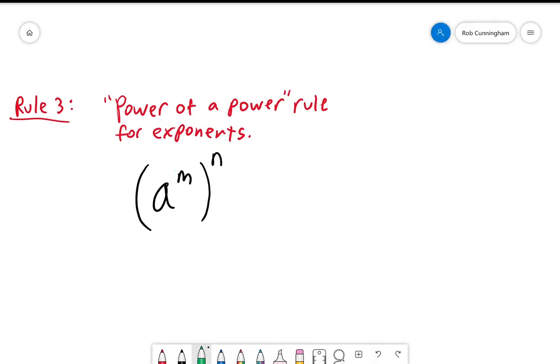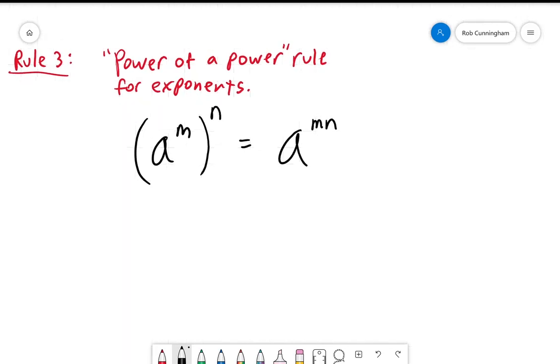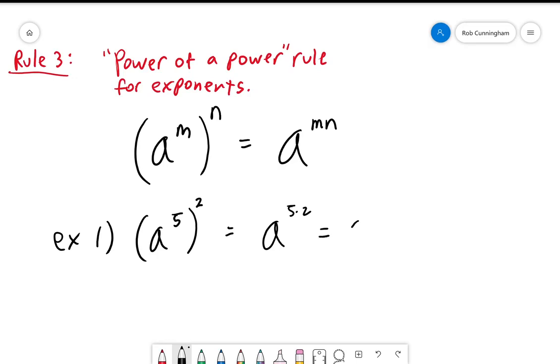So when we do that, we take the two exponents and multiply them. And again, we'll see why in a moment, but let's do an example. If I have a to the 5th power to the 2nd power, well, that's going to equal a to the 5 times 2 equals a to the 10th.